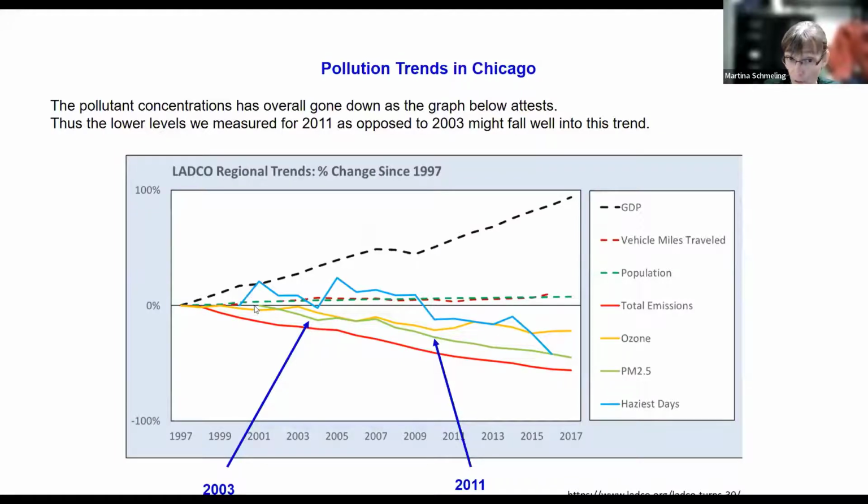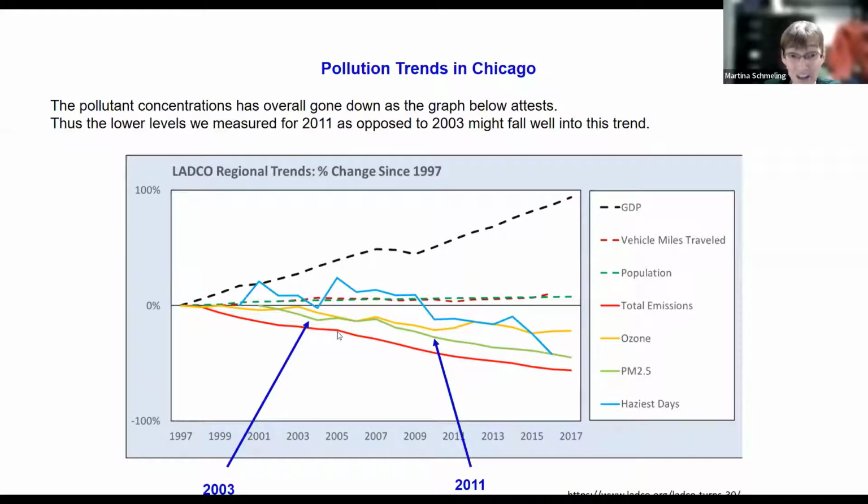The good thing, though, is that actually the pollution did decrease. Population did remain relatively steady, which is the green dashed line, and the vehicle miles traveled also remained reasonably steady. However, the solid lines show you that there were some spikes in the early 2000s, but by 2010, roughly, the concentrations, especially the haziest days, dropped all below 0%.